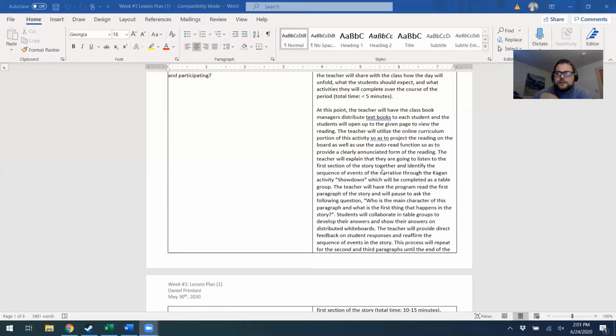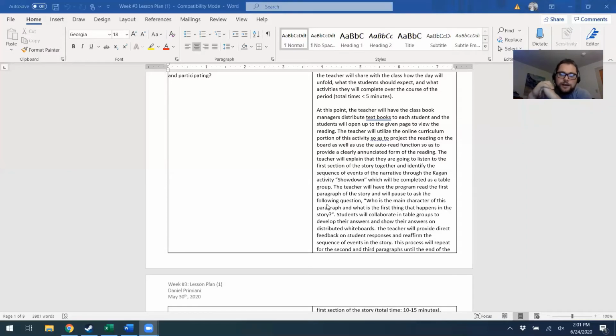The teacher will explain that they're going to listen to the first section of the story together and then identify the sequence of events in the narrative through the Kagan activity Showdown, which will be completed as a table group. The teacher will have the program read the first paragraph of the story and will pause to ask the following question: who is the main character of this story, and what is the first thing that happens in the story? Give the tables about 30 to 45 seconds to create their response.